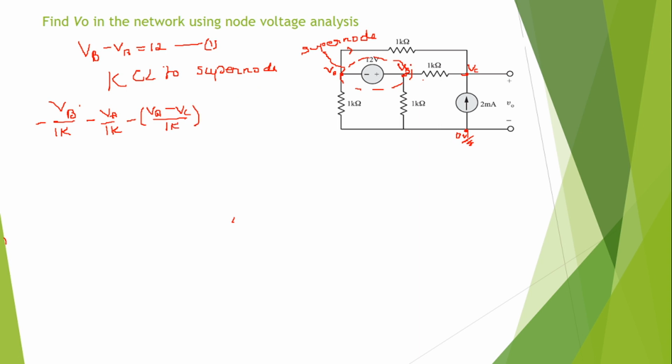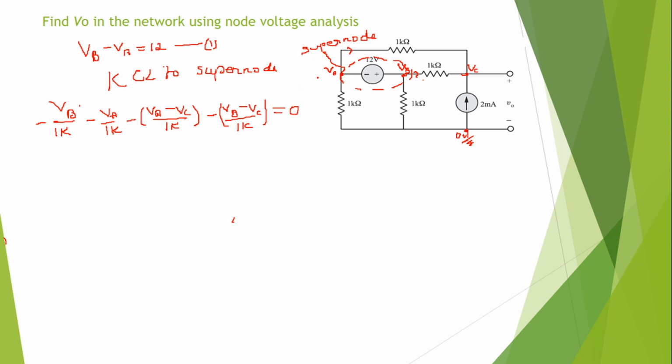So last part, what is the current flowing through this element, 1 kilo ohm, connected between VB and VC. Here also I will consider the direction is outgoing from the supernode, and the current value is VB minus VC by 1 kilo ohm, as it is leaving from the supernode. So it is once again minus sign, VB minus VC by 1K. So the sum of all the currents equals 0 according to the KCL.